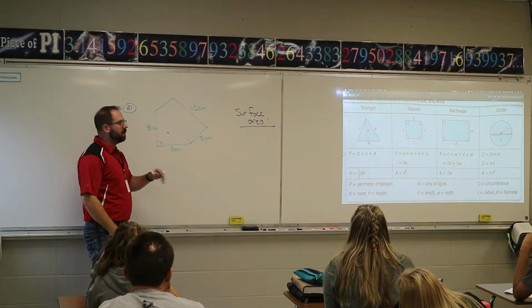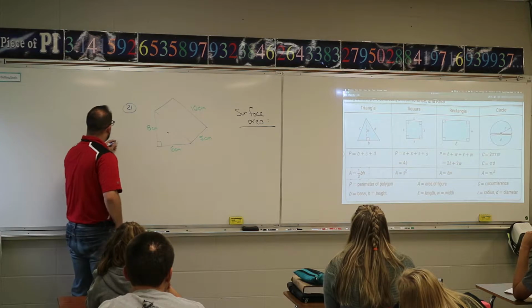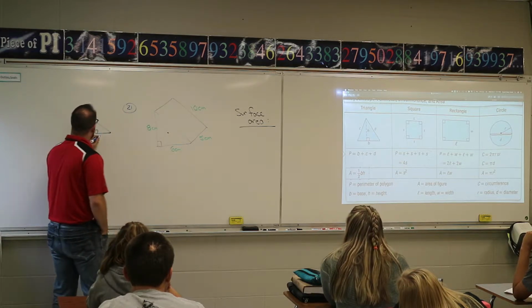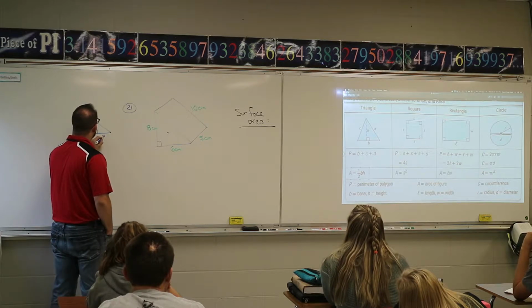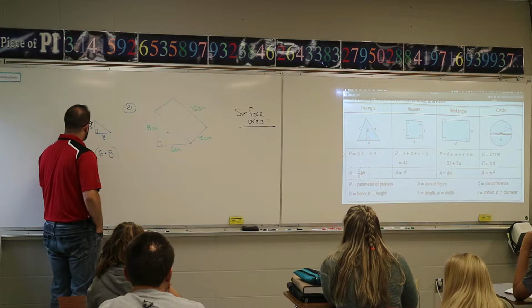6 and 8. Those are my numbers. That's my base. That's how tall the triangle is. It's a perfect right triangle. So, to find the area of that triangle there, I'm doing the 6 times the 8. And then the trick is you have to cut that number in half.